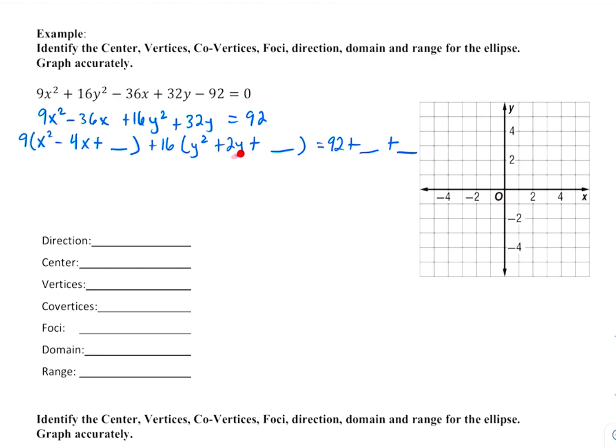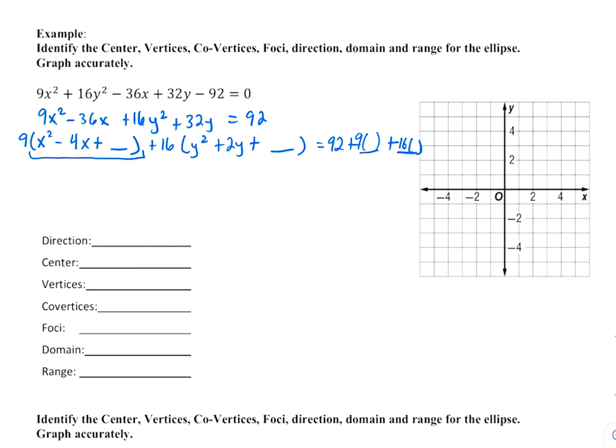And again, where this 2 came from is I'm taking 32 divided by 16 to get 2, and negative 36 divided by 9 is negative 4. And then because I am factoring things out, if I were to distribute, I would be distributing to the number that we're going to add in. So I need to include those numbers in my blanks. So 9 will go with the first one, and then 16 will have to go with that second one.